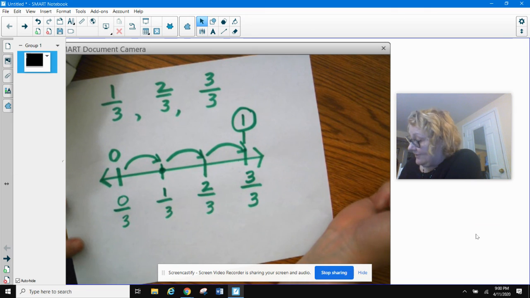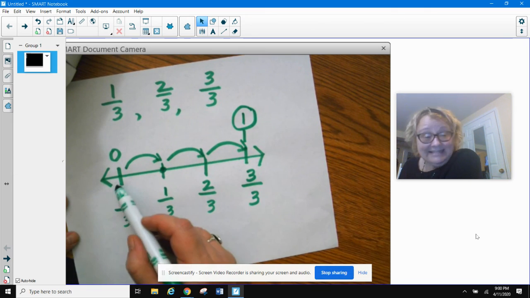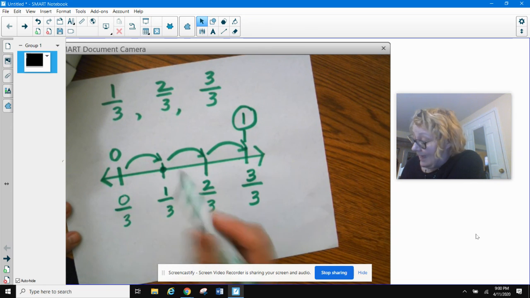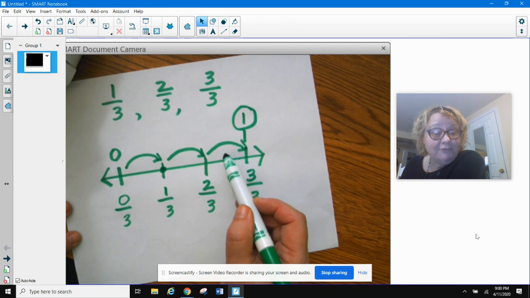Okay? So think about when you plot fractions on a number line that it is the equal distance that you've separated your whole unit up into. Okay? And if this were fourths, we would have cut the whole number apart into 4 equal parts.